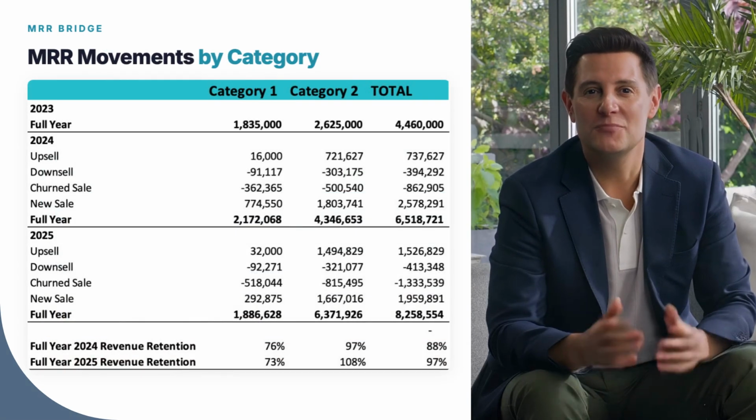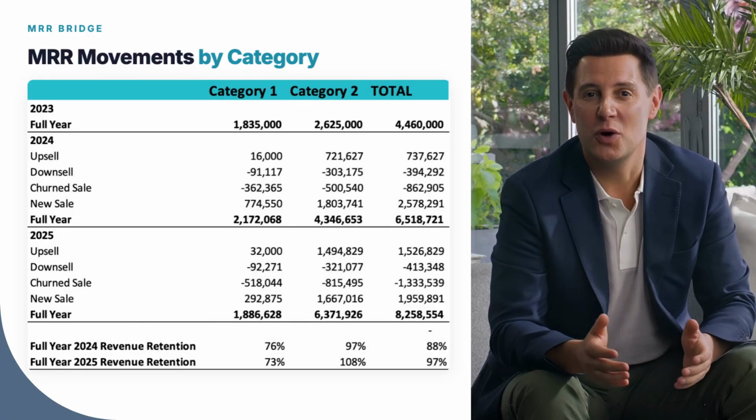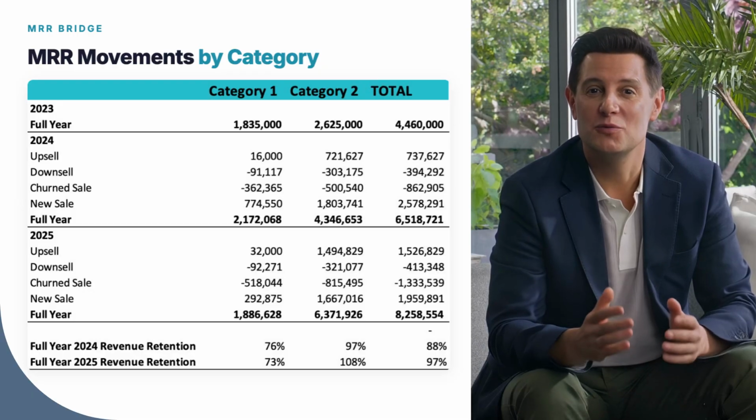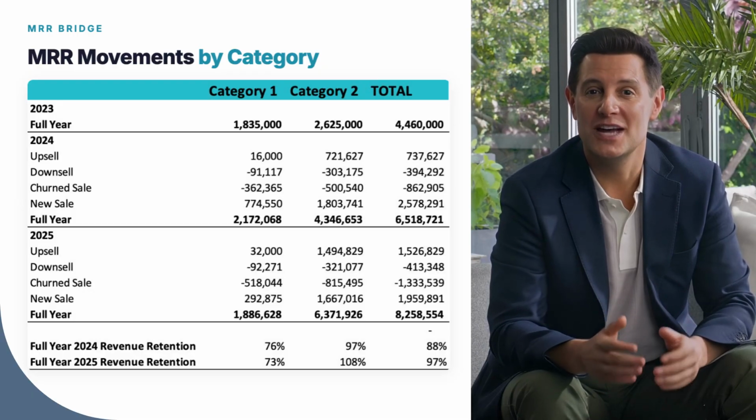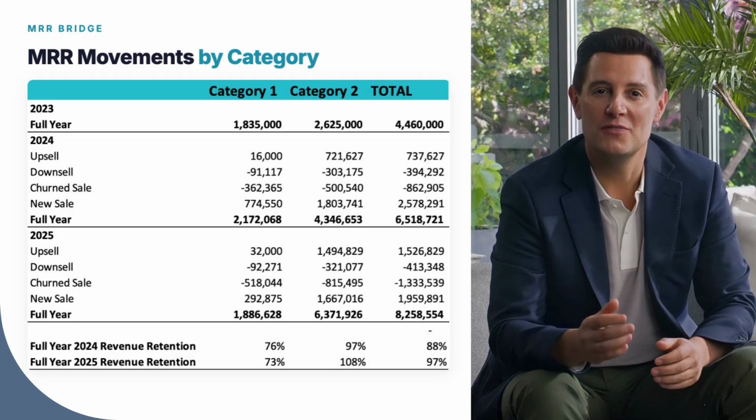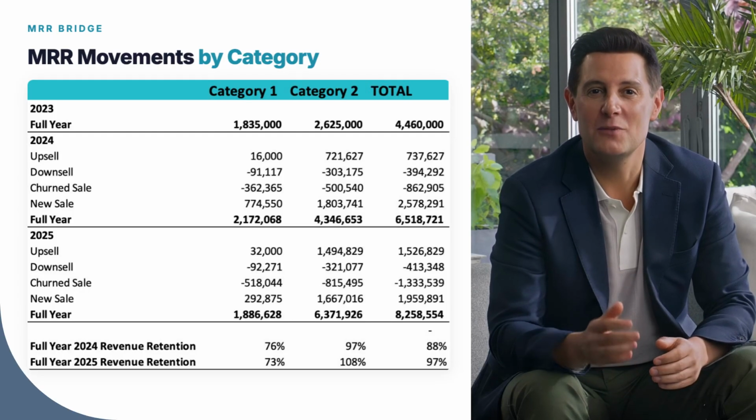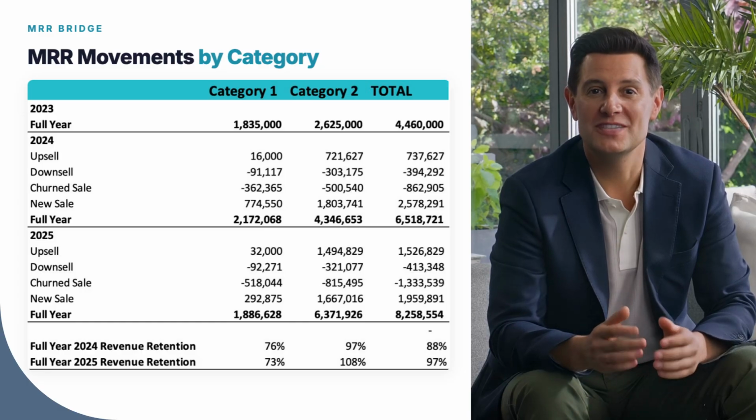An MRR bridge can be visualized as shown here and is the most effective way to visualize revenue growth because it decomposes a single final number into its moving parts, telling the story of how you got there. Rather than just seeing a total, it separates momentum into building blocks and leaks.